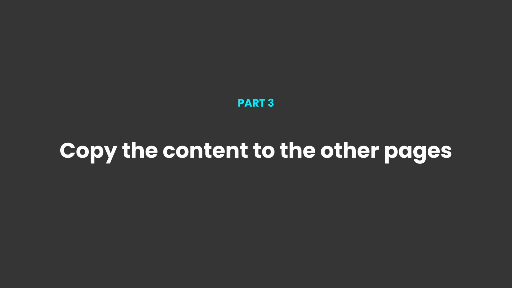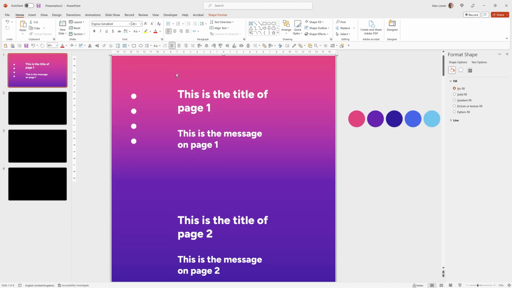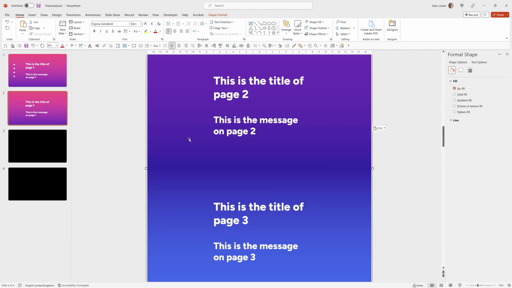Now we can copy this content onto the other pages, and the first thing I'll do is make the background black. So I've selected all the slides, go to solid fill and choose black. Now I can click on the content, Control C. Go on to slide 2 and Control V.